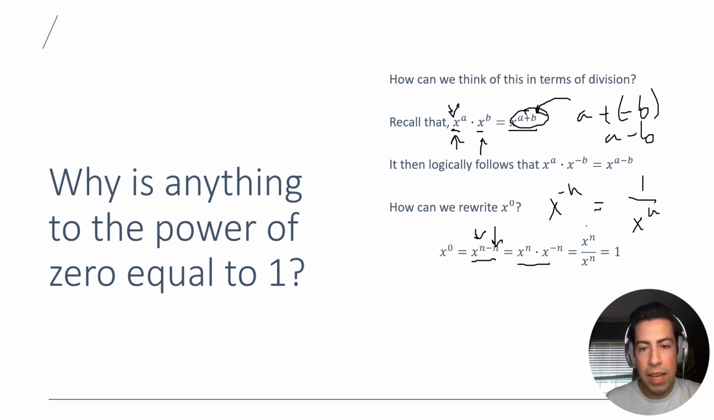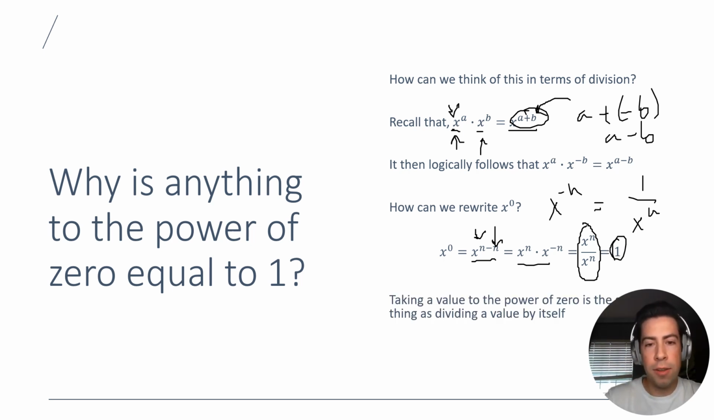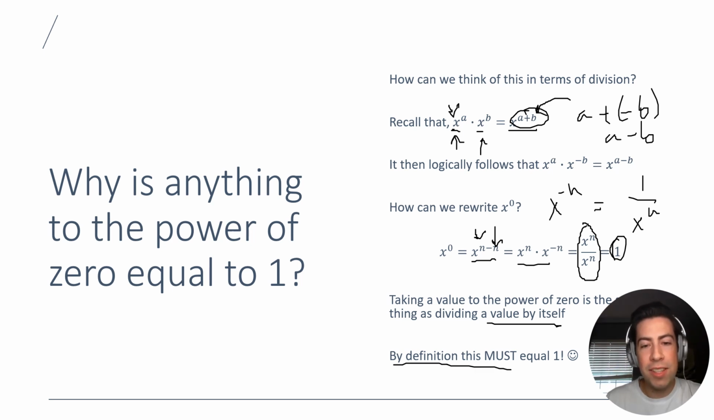So what that means is now we have x to the n divided by x to the n. And guys, what is any number divided by itself? It's going to be 1. So there we go. And just to reiterate here, taking a value to the power of 0 is the same thing as dividing a value by itself. By definition, this must equal 1.